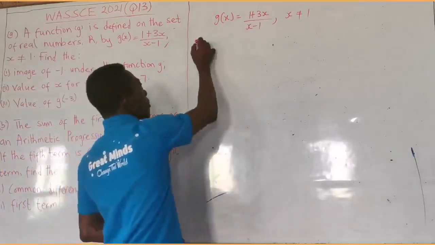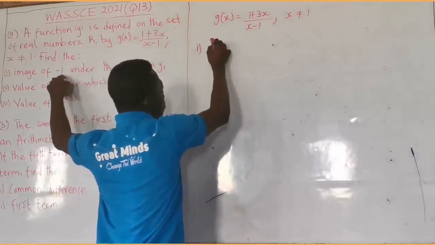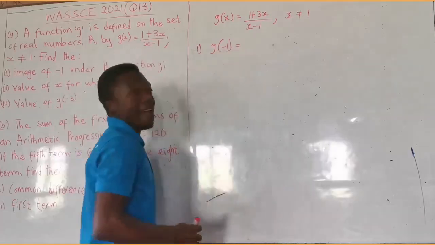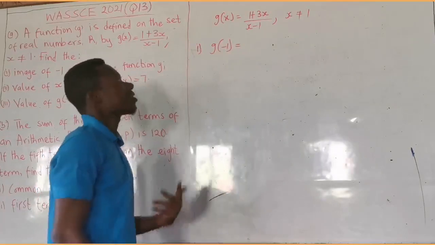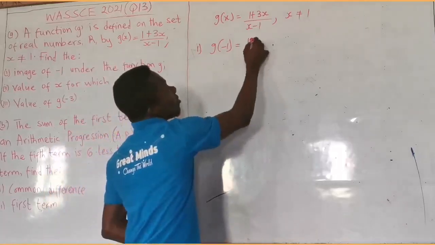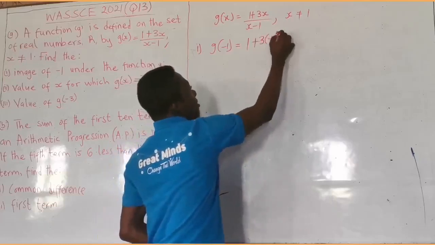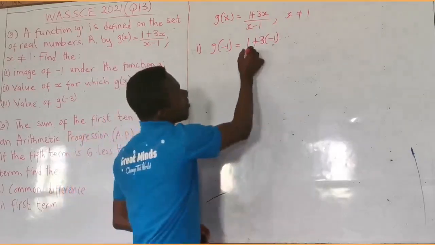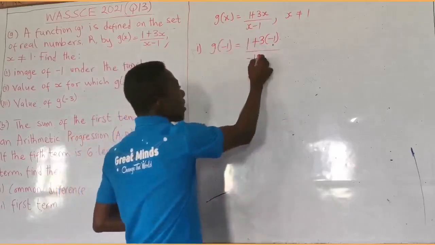So what is my image of negative 1? We find g of negative 1, which equals, where you see x, you substitute negative 1. I hope that's clear. So here it comes to 1 plus 3 into brackets of negative 1. That's the numerator part that we have done. Then you come to the denominator part. Where you see x, you substitute negative 1, so it becomes negative 1 minus 1.